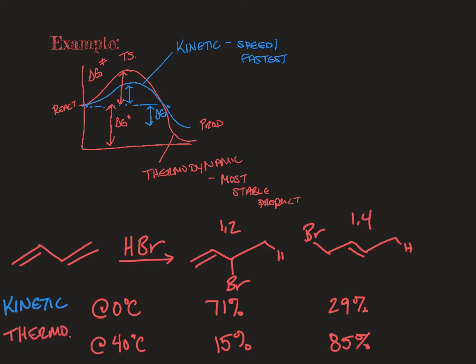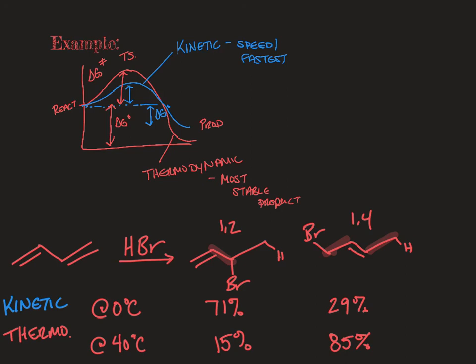So let's remind ourselves why 1,4 is more stable than 1,2. For double bonds, the more substituted the double bond, the more stable it is. If I look at the 1,2 product, I only have one carbon group coming off of the double bond, versus if I look at the 1,4, I have two carbon groups coming off of the double bond. So it's more substituted, a more stable product. Therefore, it's lower in energy than the 1,2.